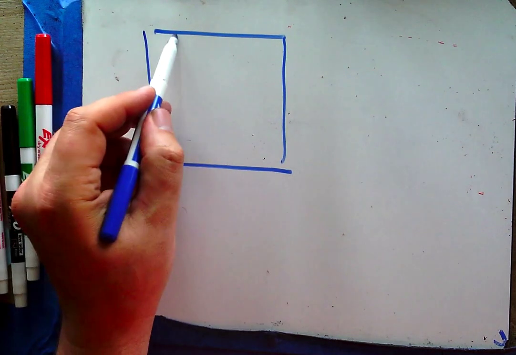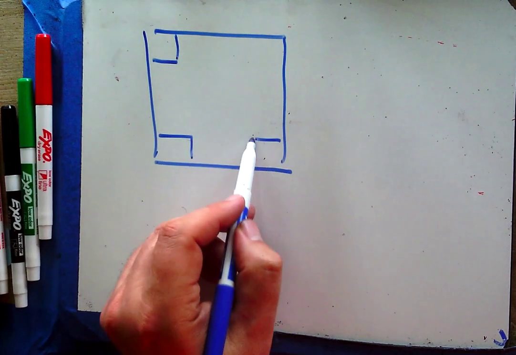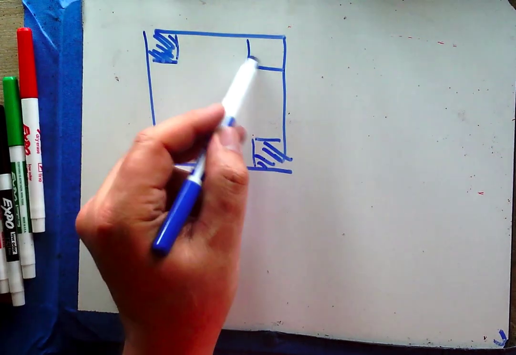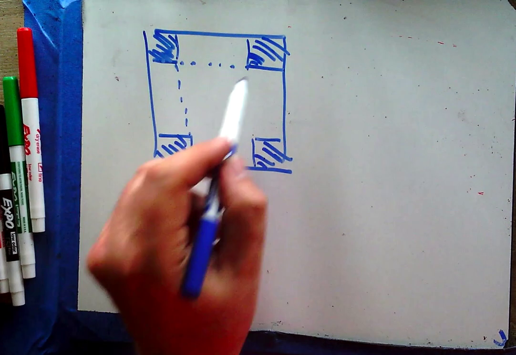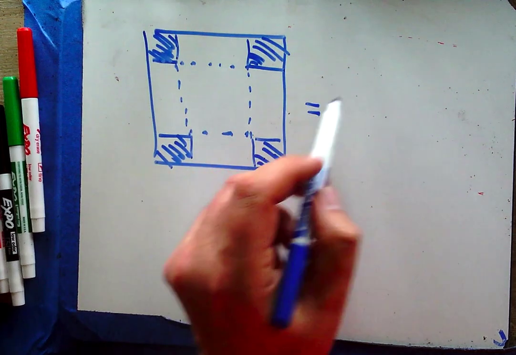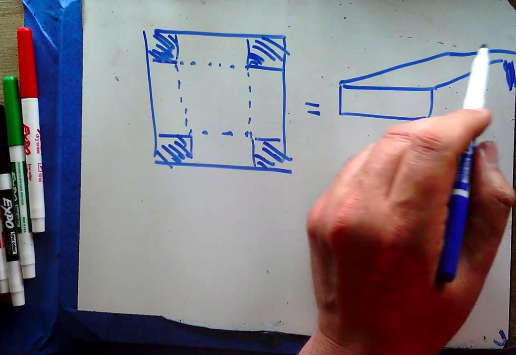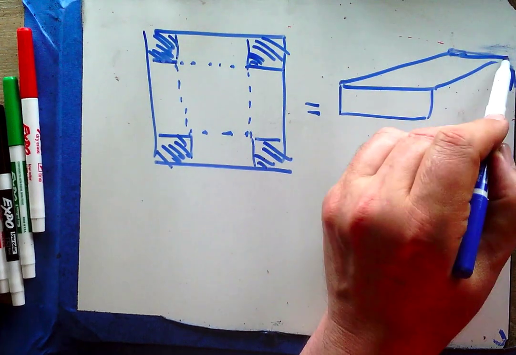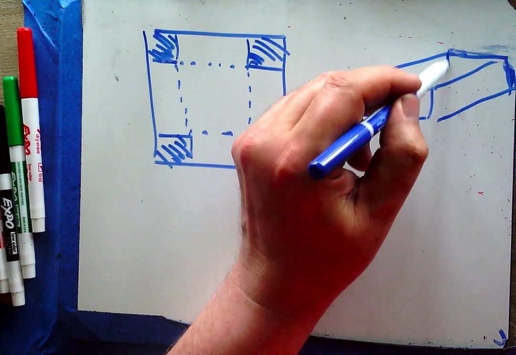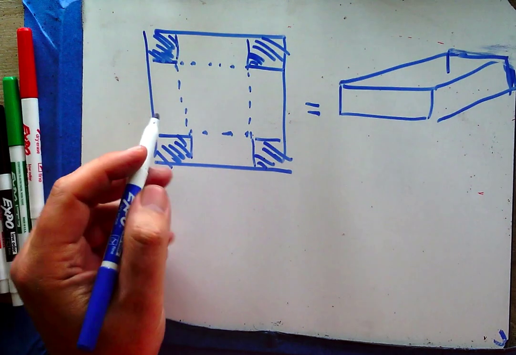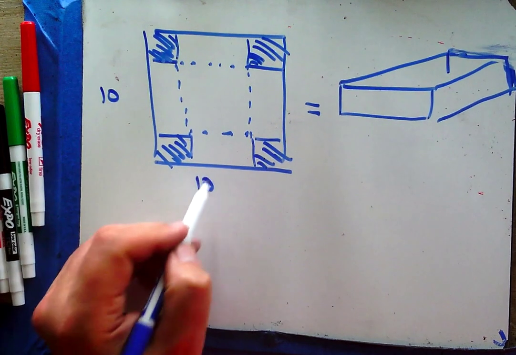Third problem. Third problem is a classic. You've got a square piece of paper, and you cut out little squares from each corner. Cut them out. And then you fold along these dotted lines. And that's going to create an open-topped box.